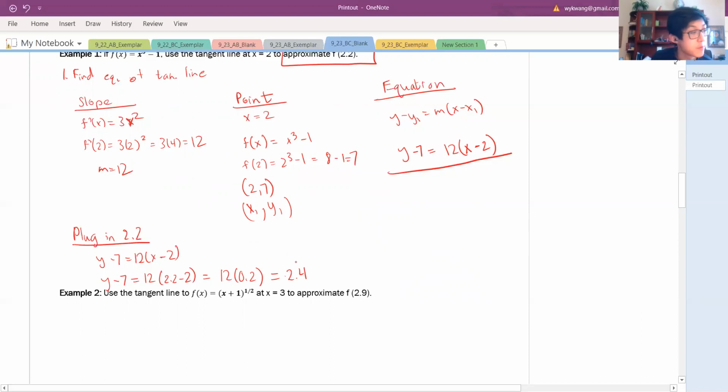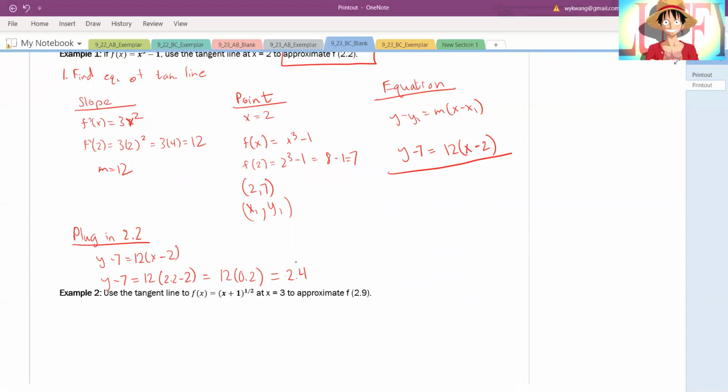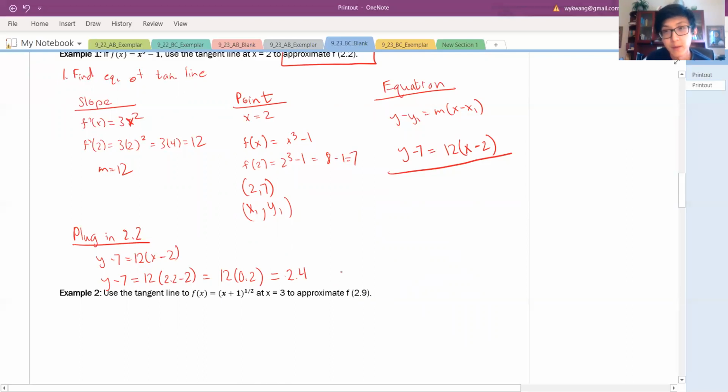I'll give like 10 seconds for people to catch up in case you're not caught up. You don't move the -7 to the other side? That's the final step. I haven't done that yet. But you're right, you're exactly right. So our final answer is going to be y equals 9.4.